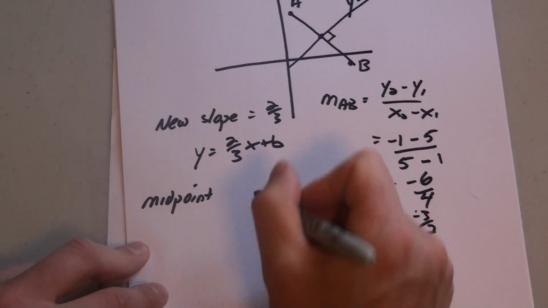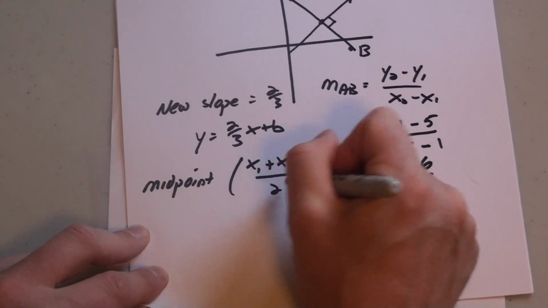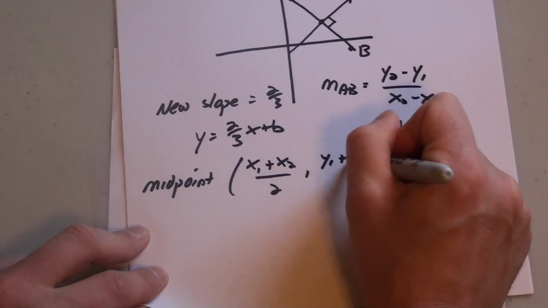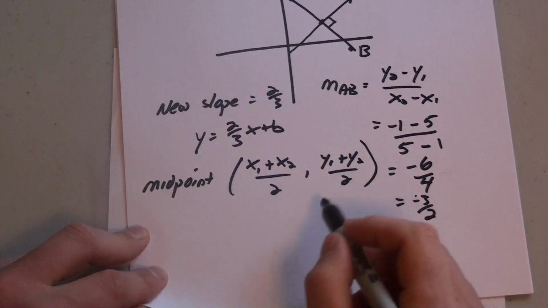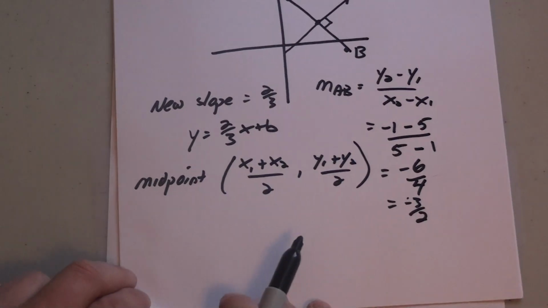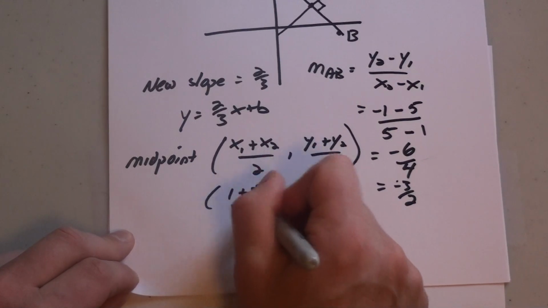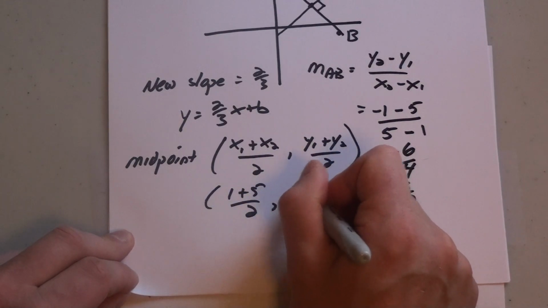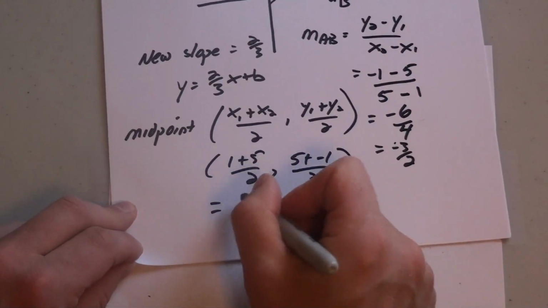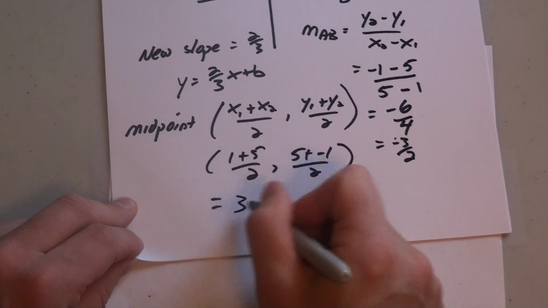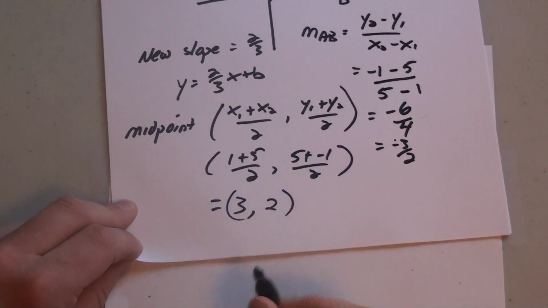and find it out. The midpoint formula is (x1 plus x2) divided by 2, comma, (y1 plus y2) divided by 2. It's the middle of the line, so I'm going to add my x values up and divide by 2, and add my y values up and divide them by 2. So that's going to give you 1 plus 5 divided by 2, and 5 plus negative 1 divided by 2. And that will give you 6 divided by 2 is 3, and 4 divided by 2 is 2, so the point (3, 2).